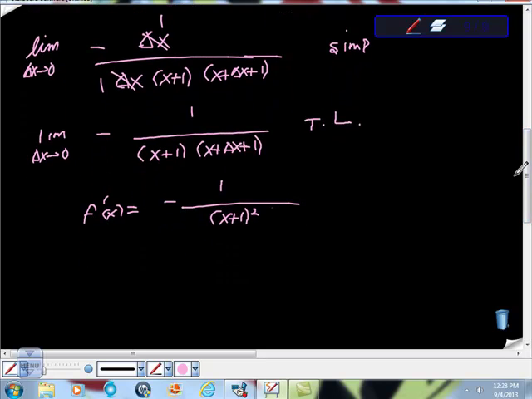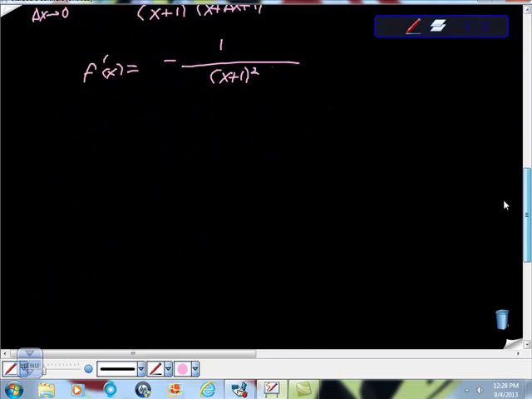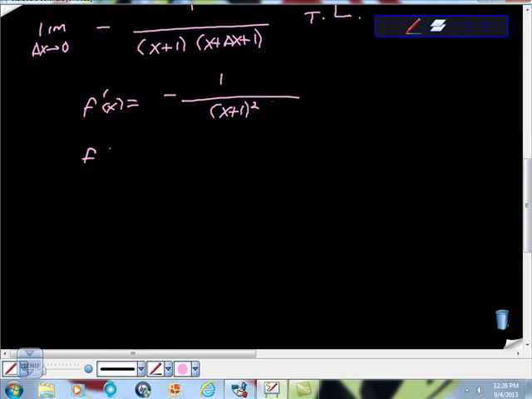So now we look at this and we're like, okay, I need to go ahead and take this limit. If you remember, we had the point. What was the point that we had? It was 0, 1. So I need f prime at 0. F prime at 0 is negative 1 over 0 plus 1 squared, which is equal to negative 1. Now, my God, we're finally finished.